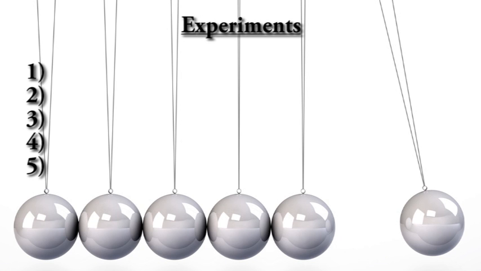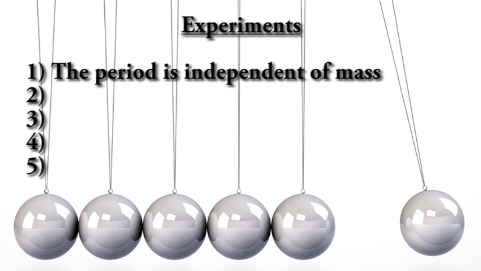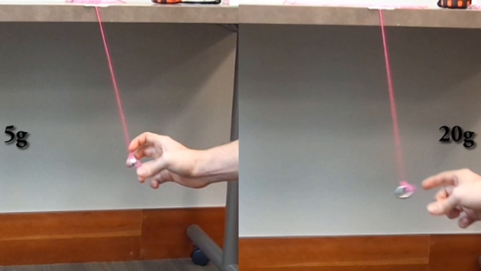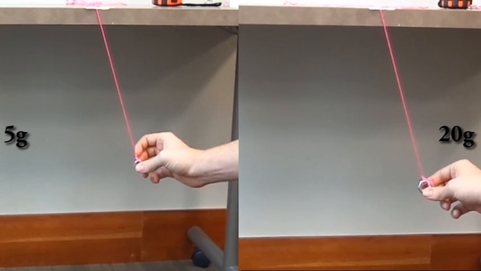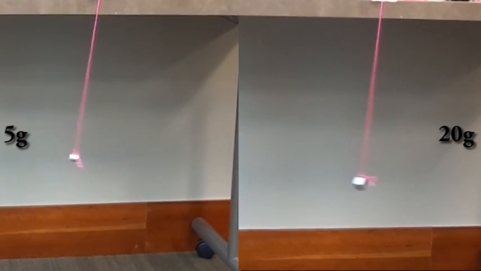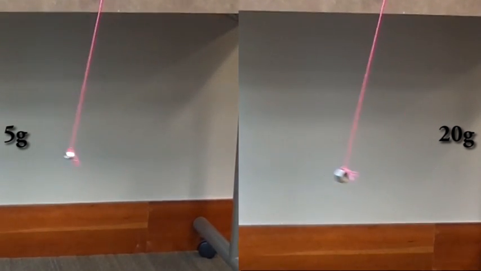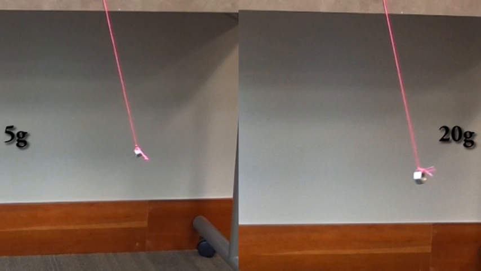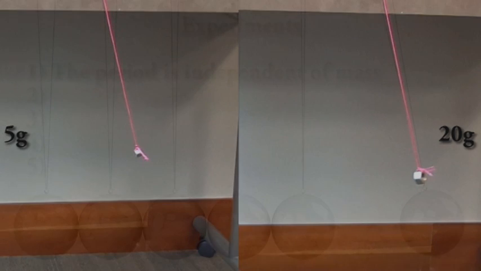We have conducted 5 experiments in order to confirm the equation. Our first experiment shows that the mass has no effect on the pendulum's period. The following clip is a side-by-side comparison of 2 pendulums with different masses. As you can see, the pendulums share the same period.